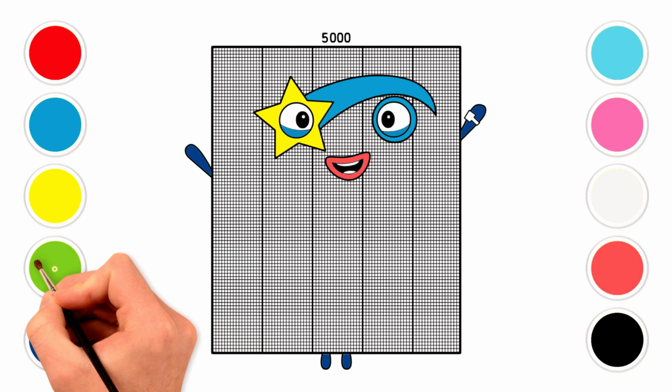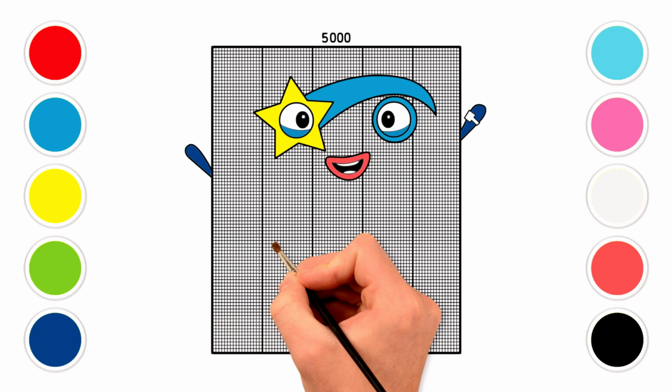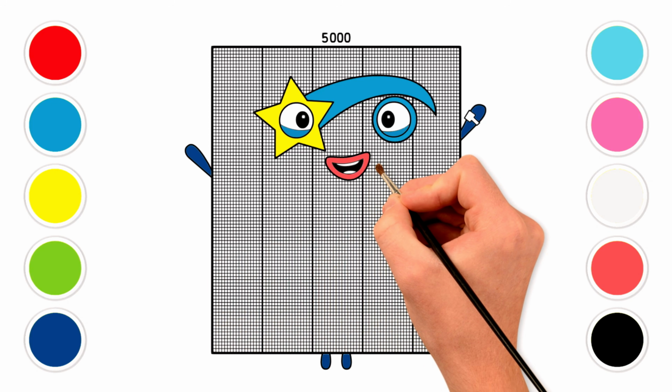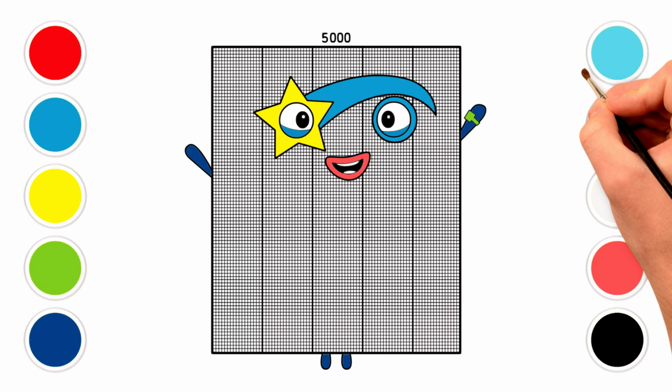Drawing. Now pick up green. Spell green. G-R-E-E-N. Green. Color the watch green. A green watch, so stylish.